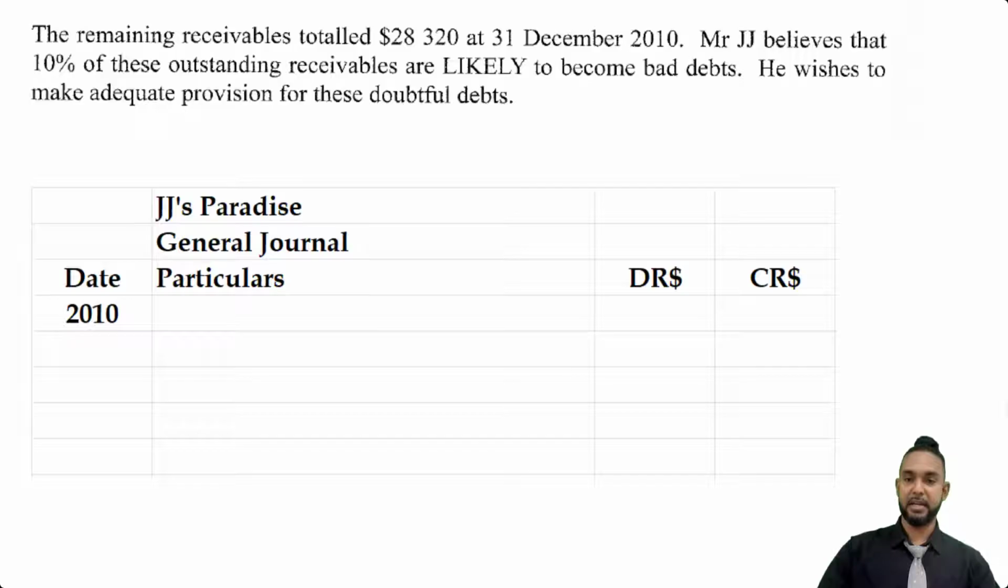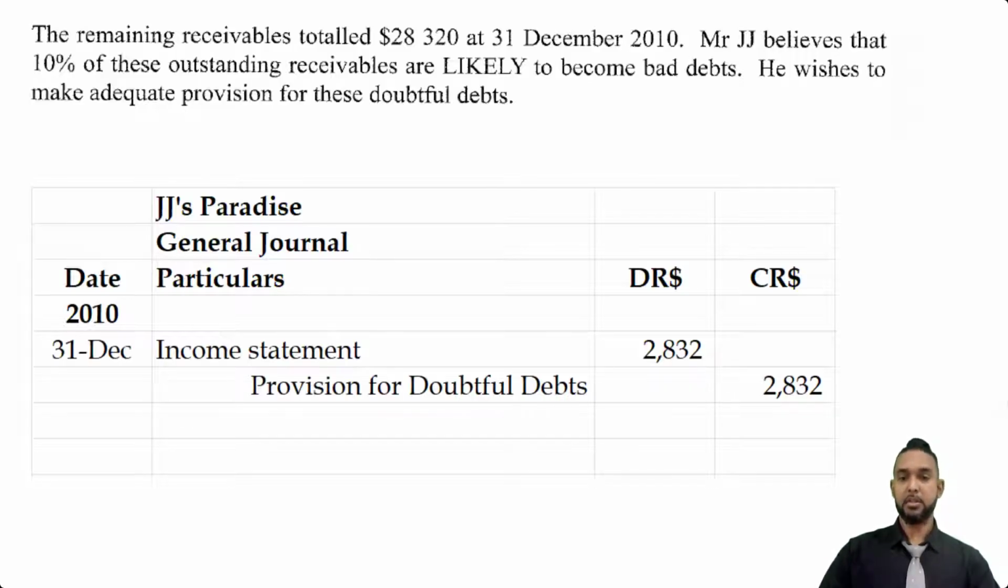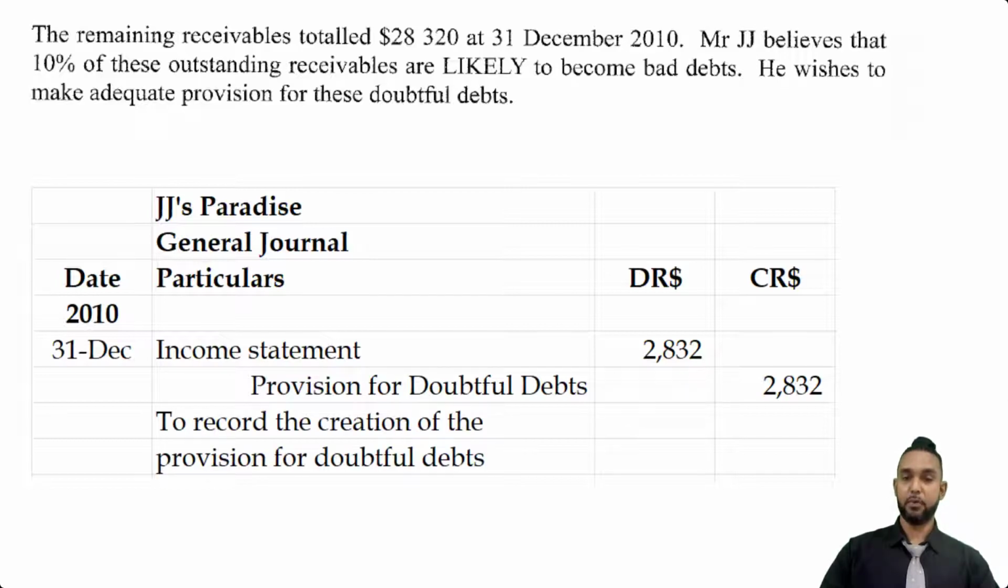So let's put that in now, shall we? So debit income statement, $2,832, credit the provision for doubtful debts account, and it's going to say to record the creation of the provision for doubtful debts account. Well, it should say account there. Or just to record the creation of the provision for doubtful debts. That's fine. All right. Okay, so with that done, let's take a look at the next part of the question, shall we?